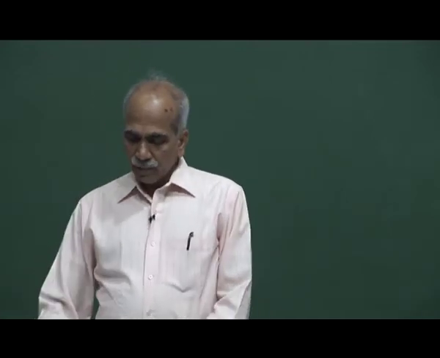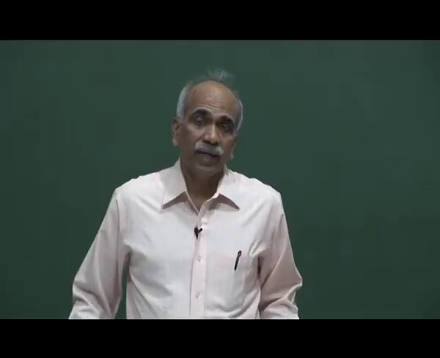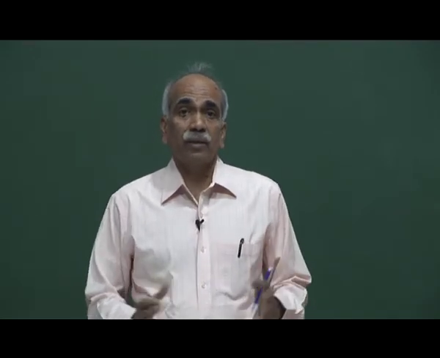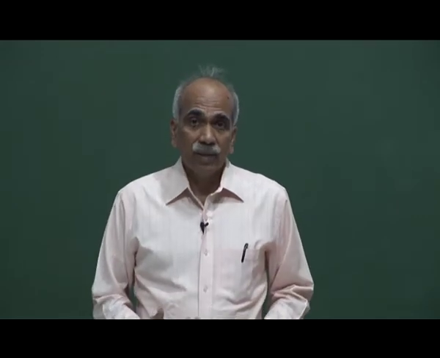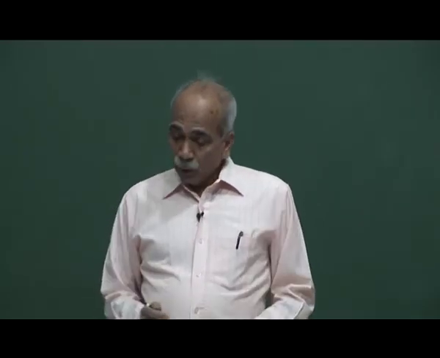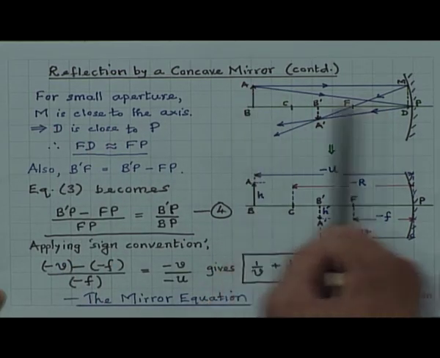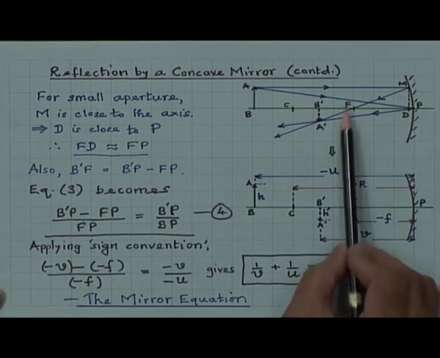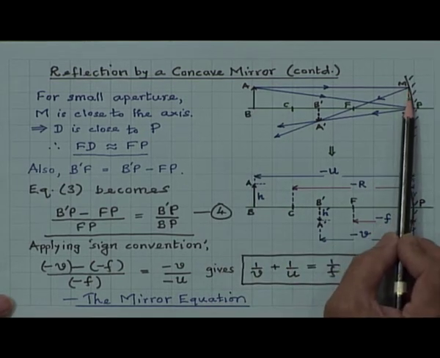So, let us proceed further. For small aperture, in the last class we had this discussion on paraxial rays, and I had also said that the small aperture approximation is the same as the one which leads to paraxial rays remaining inside the optical system, and therefore, for small apertures we are dealing with paraxial rays, and M is close to the axis. Small apertures means all the rays are close by. This point M is close to the axis. I have shown it here a little further off just to get a clearer image, otherwise this M is close.